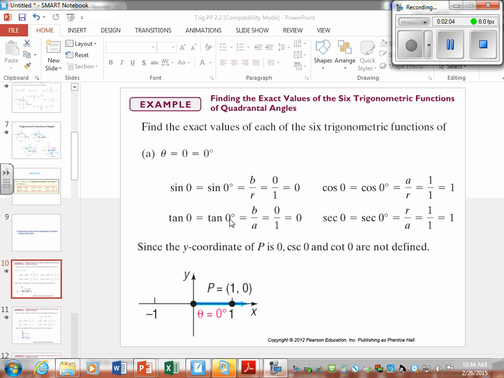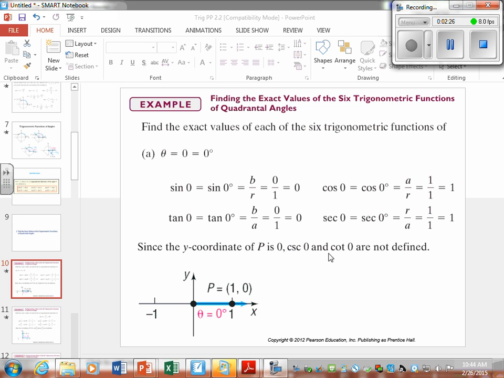Tangent of 0 is going to be your y over your x. So your y value over your x value, which is represented right here, y over x, is equal to 0. Secant is going to be 1 over the x value. So the x value is here. So that's 1 over 1, which is equal to 1.